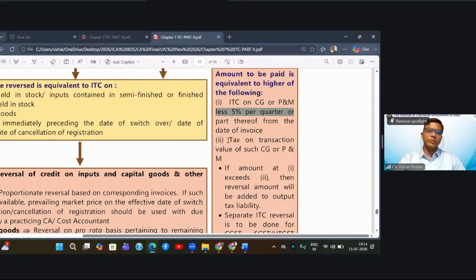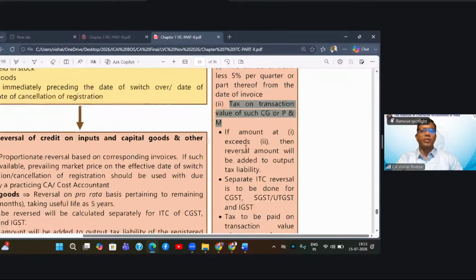Second is, since you have sold these capital goods or machinery, find out the output tax. Now, as normally anybody sells any goods, whenever you are selling anything, you find out the output tax. So find out the output tax on the transaction value of these capital goods or plant and machinery which you have sold. So you have two figures, proportionate balance ITC, and second, the output tax on these capital goods or plant and machinery which you have sold. Find out both the values, you have to pay whichever is higher.